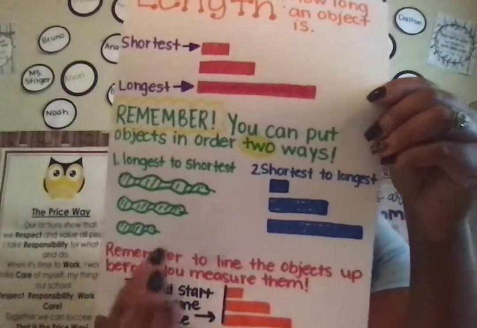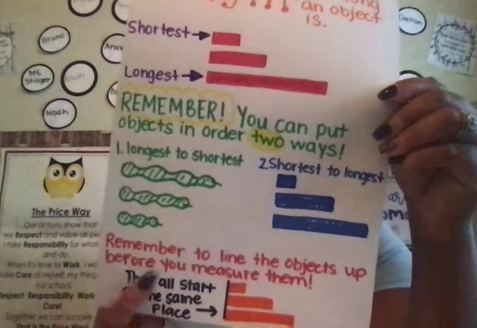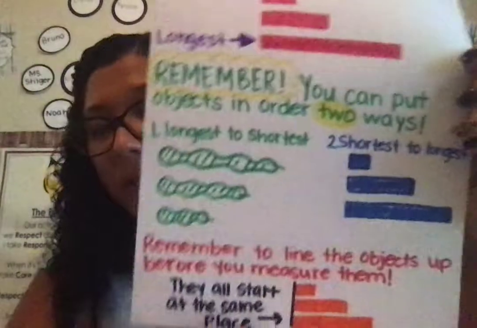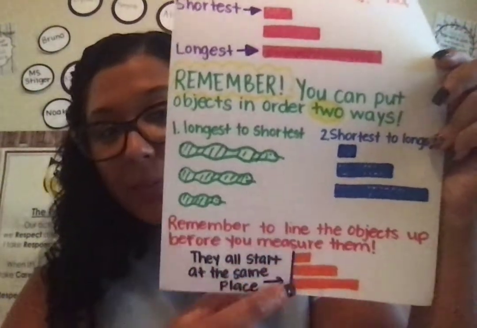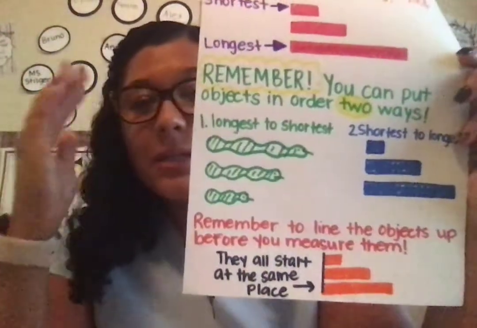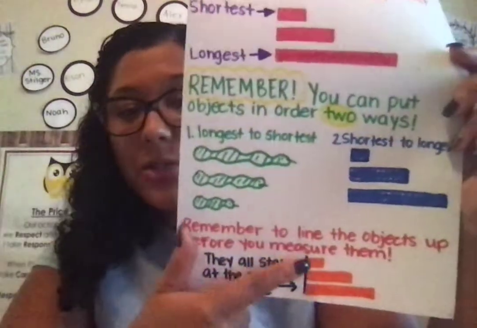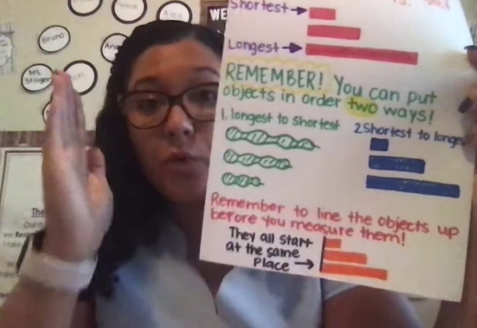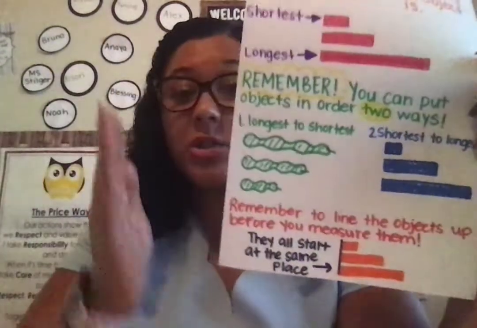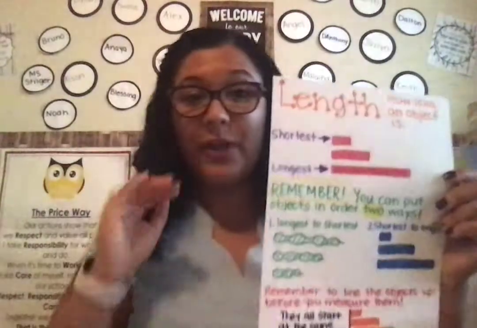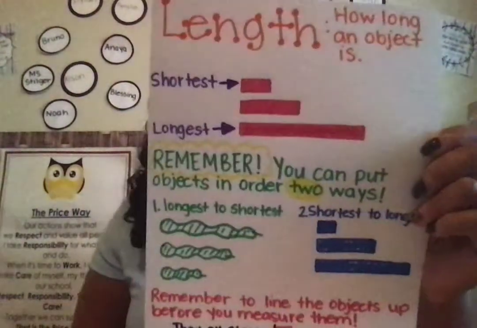And then remember to line the objects up before you measure them, okay? So make sure that they all start at the same exact place, because if they don't start at the same place, then you won't be able to tell how long it actually is, right? So we want to make sure that we line them up correctly, and they all start at the same spot. They all get a fair chance, okay? So this is length. And then I can tell the length of this box here. So this will be the length of this tissue box.